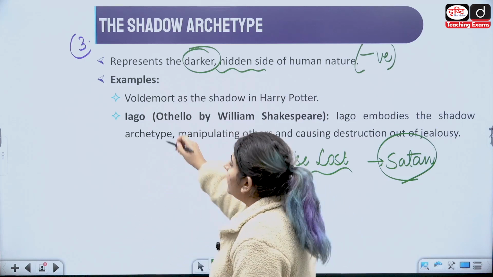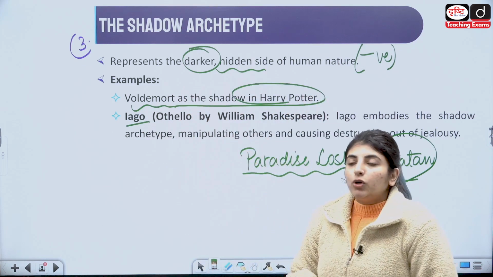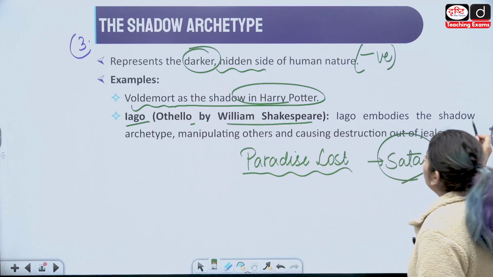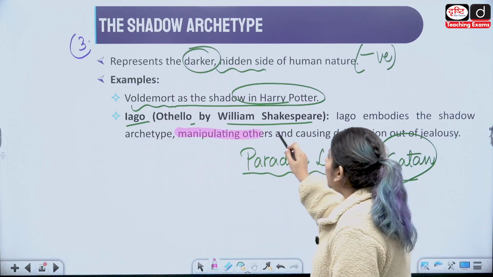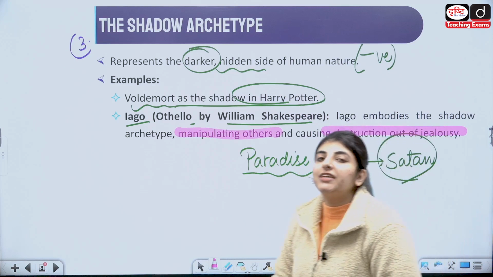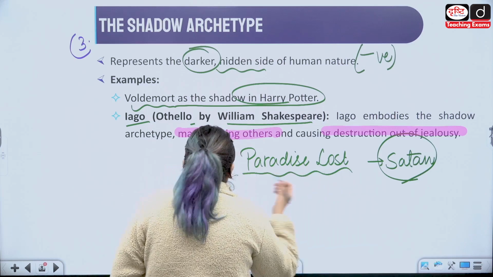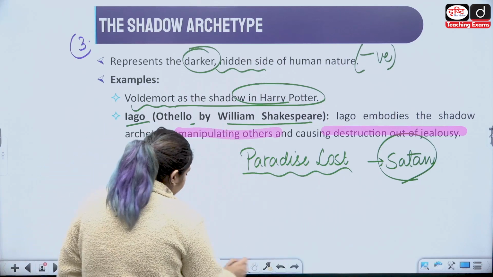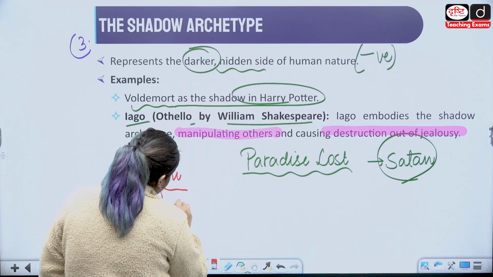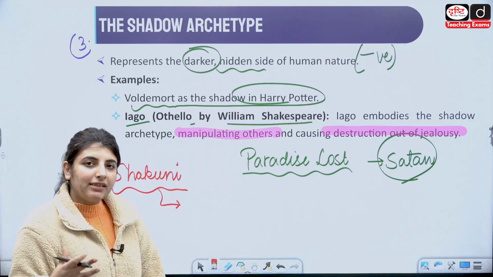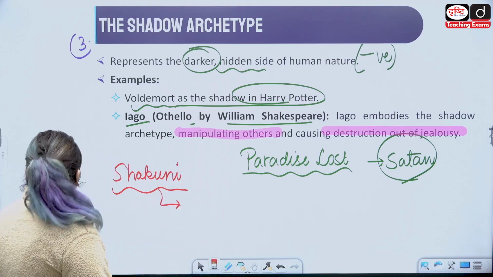Right? So we see that Voldemort can also be seen as a shadow in Harry Potter. Iago, who is in the play Othello by Shakespeare, embodies a shadow archetype. Why and how? He tries to manipulate others and cause destruction out of jealousy, because he's jealous. Here again, I would try to give you an example: if we talk about Shakuni Mama, Shakuni in the Mahabharata can be considered an example of the darker side of the human psyche, right? So that is one such thing here.